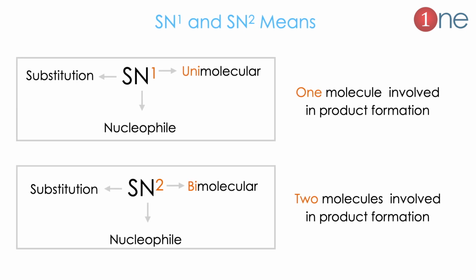So let us understand what SN1 literally means. The S here represents substitution. N here represents nucleophile, which is negative charge. Here 1 and 2 represent whether it is unimolecular, one molecule involving, or bimolecular, two molecules involving. So the only difference is 1 and 2, which represent the order of the reaction.